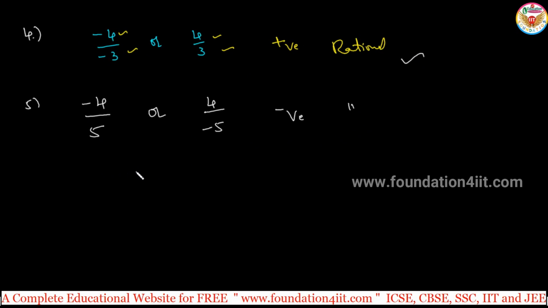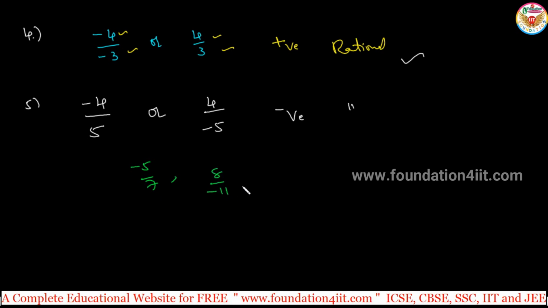So these are the examples. Even minus 5 by 7 is a negative rational number. 8 by minus 11.